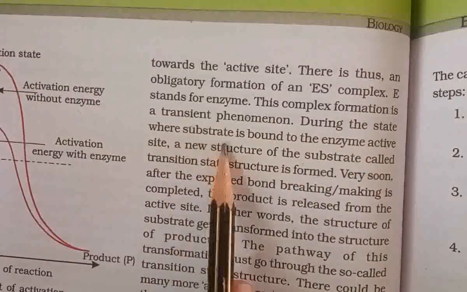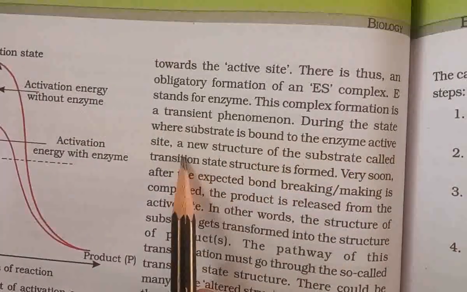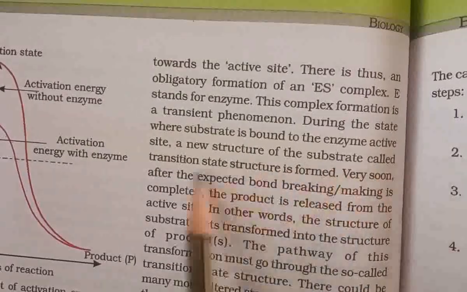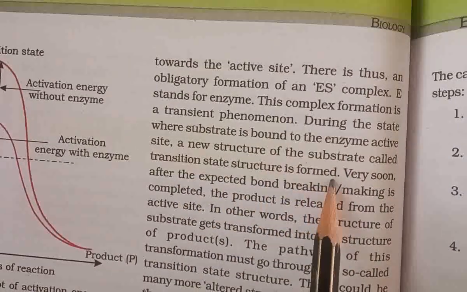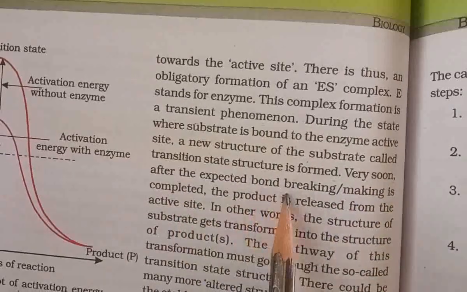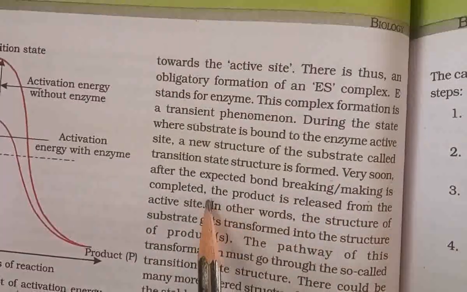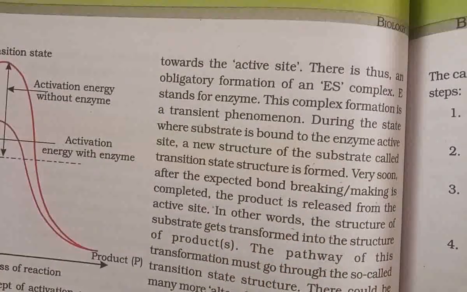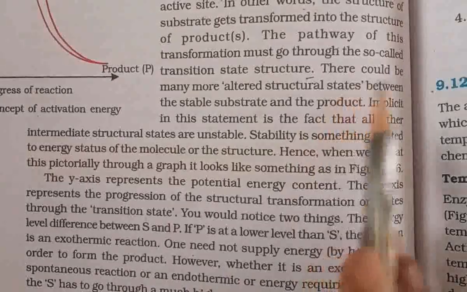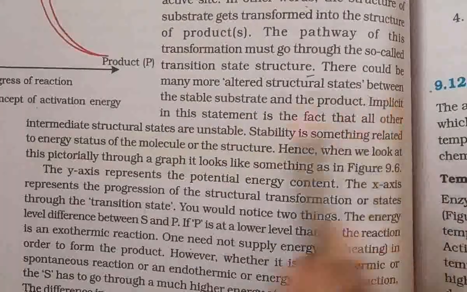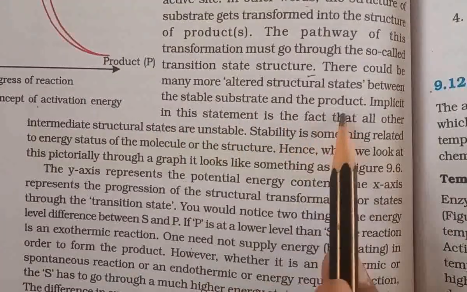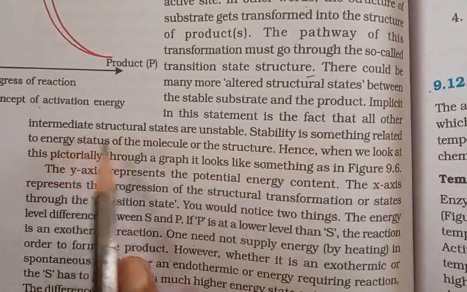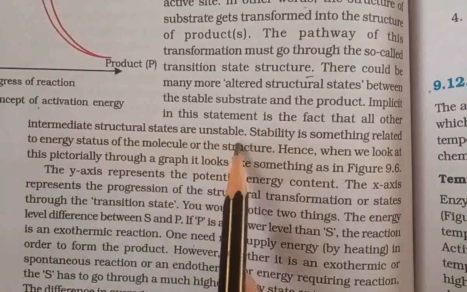During the state where the substrate is bound to the enzyme active site, a new substructure of the substrate, called the transition state structure, is formed. Very soon after the expected bond making is completed, the product is released from the active site. In other words, there could be many more altered structural states between the stable substrate and the product. Implied in this statement is the fact that all other intermediate structural states are unstable.